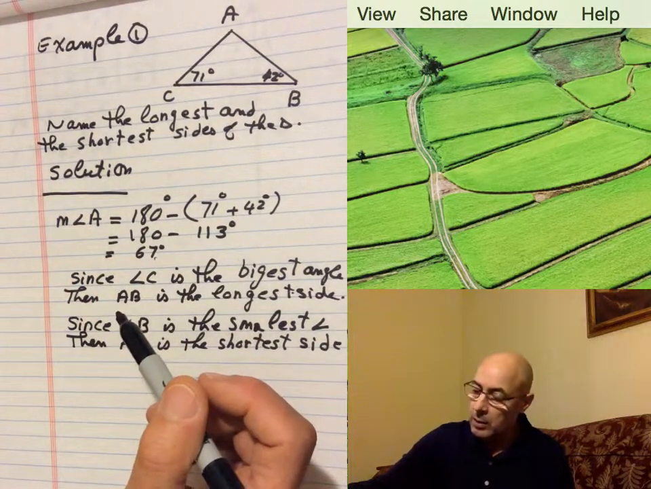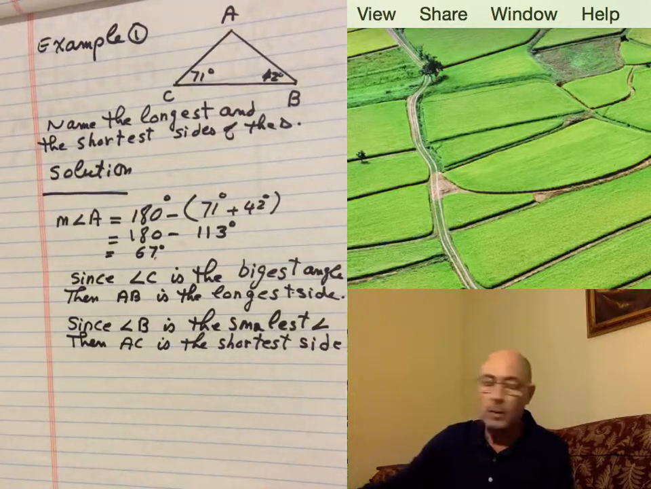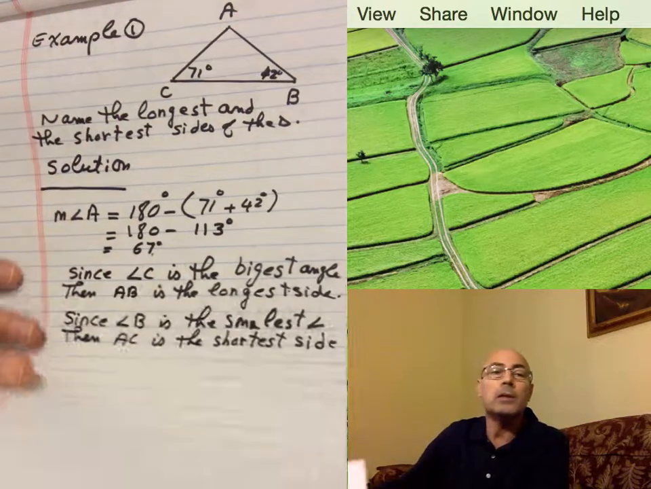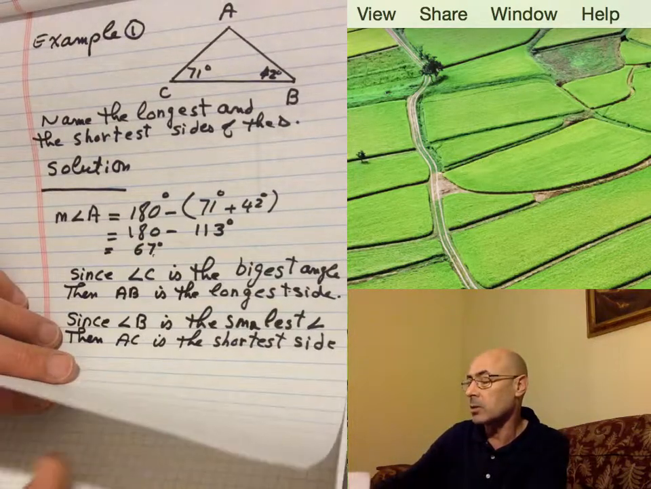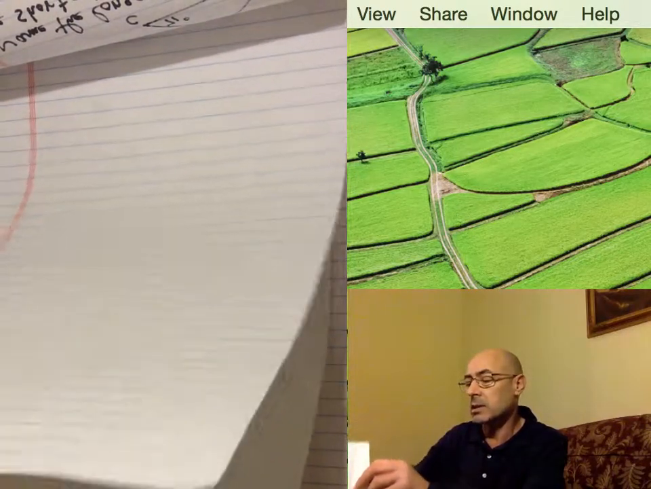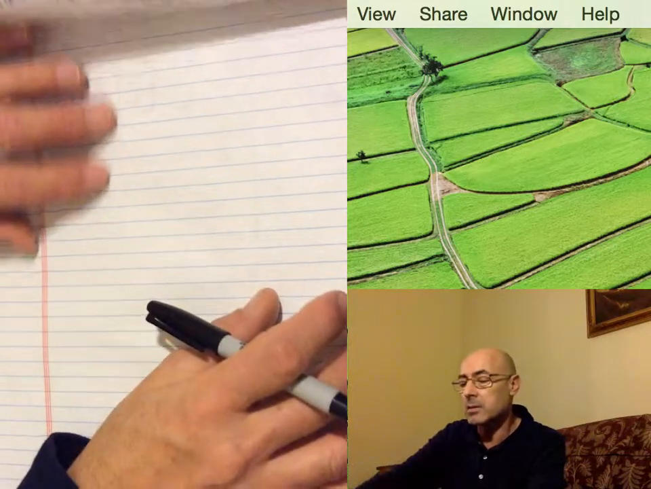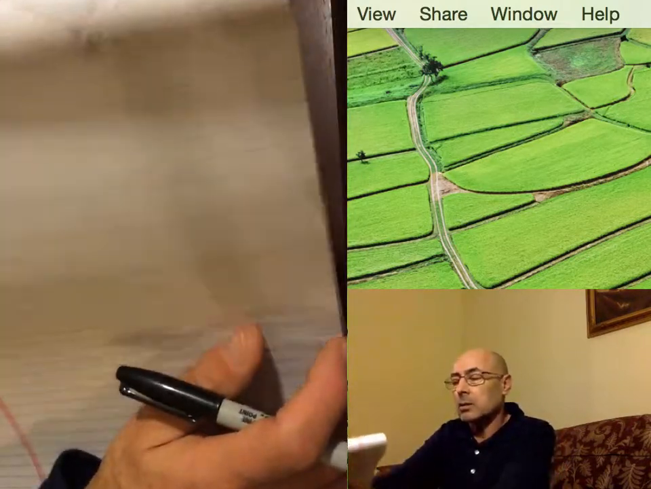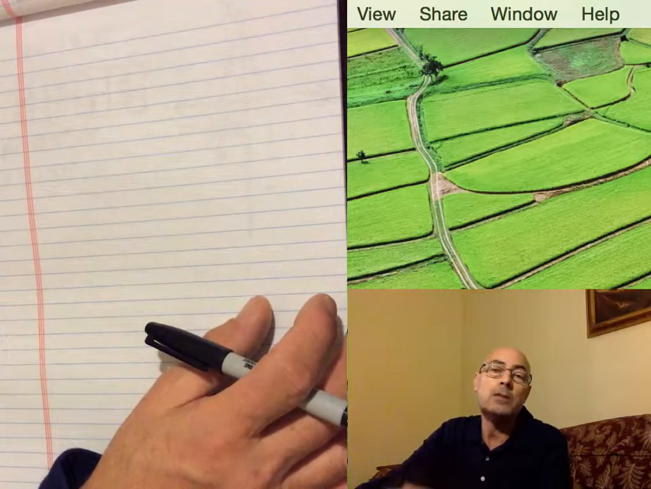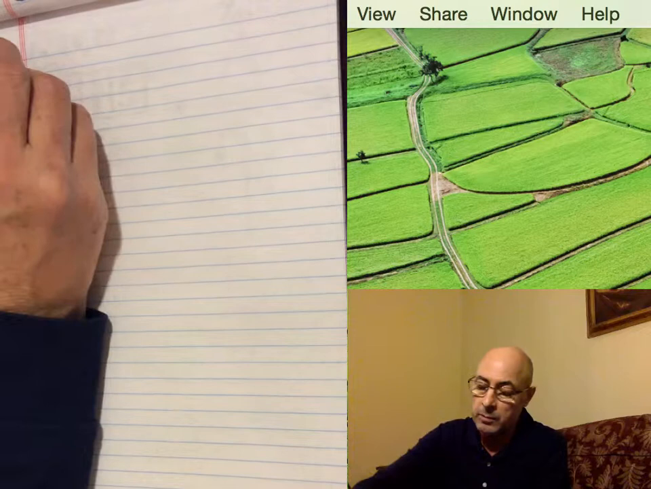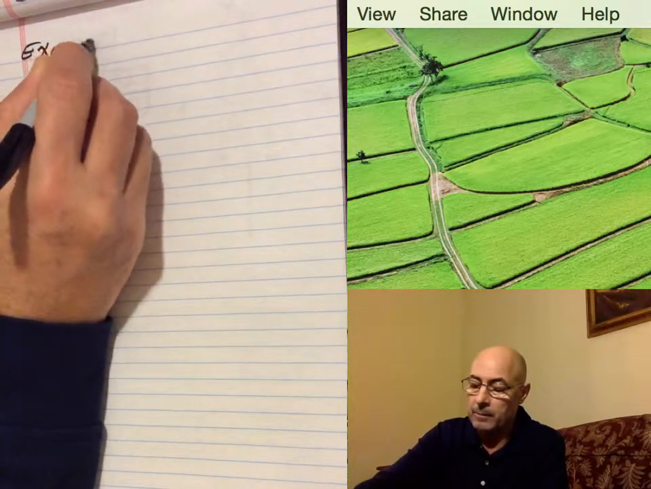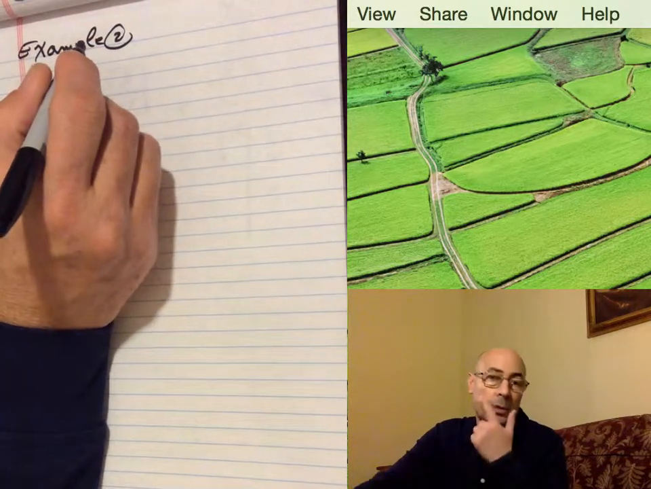So now let's do another example on the other theorem. Like this time they give you the angle and you were able to tell which side is the longest side, which one was the shortest side. Now on the next example, they are going to give you sides and you are going to have to tell which angle is the largest angle, which angle is the smallest angle. So let's go to example 2. As you can see, it's very easy stuff. But at the meantime, it's important stuff you have to know.